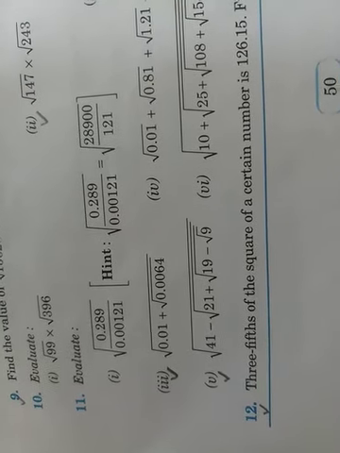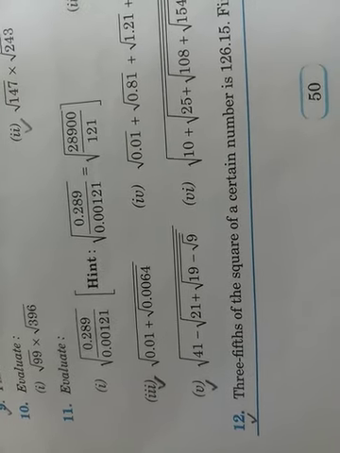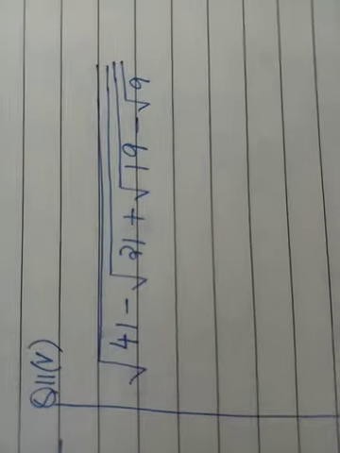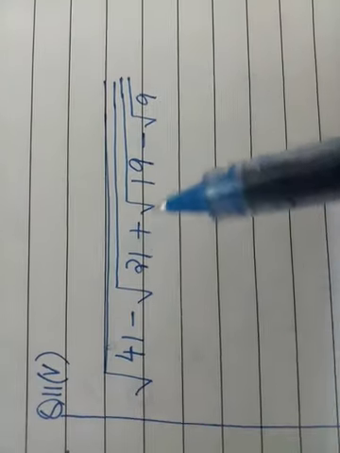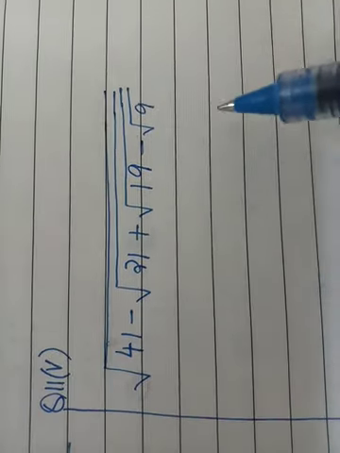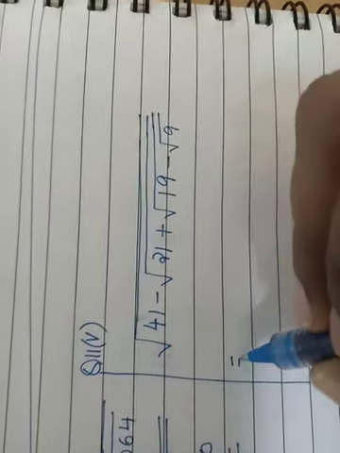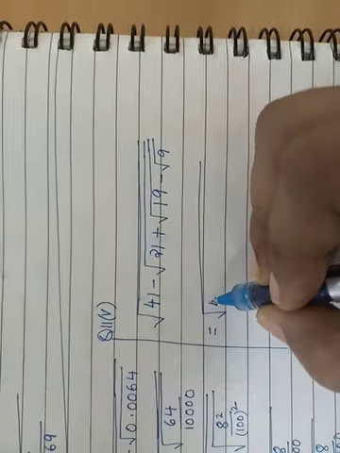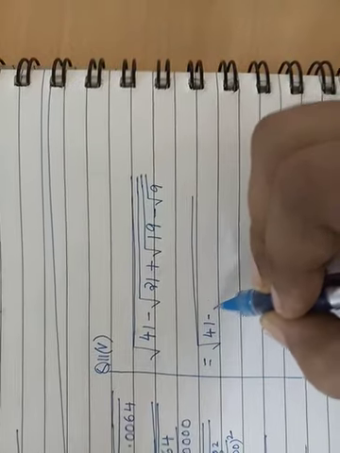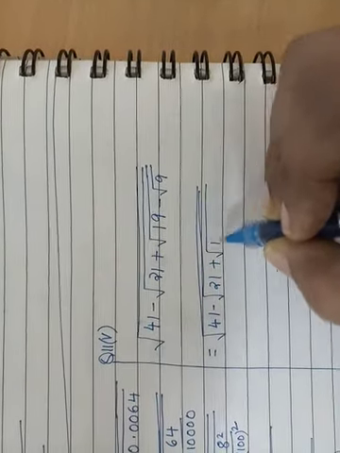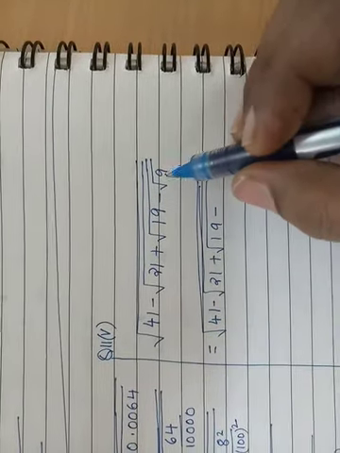Now I discuss question number 11, fifth part with you. Question number 11, fifth part is given as it is. So first we will solve square root of 9, then square root of 19, and this way we will start solving. So we copy down the rest part as it is. Square root of 41 minus square root of 21 plus square root of 19 minus square root of 9.